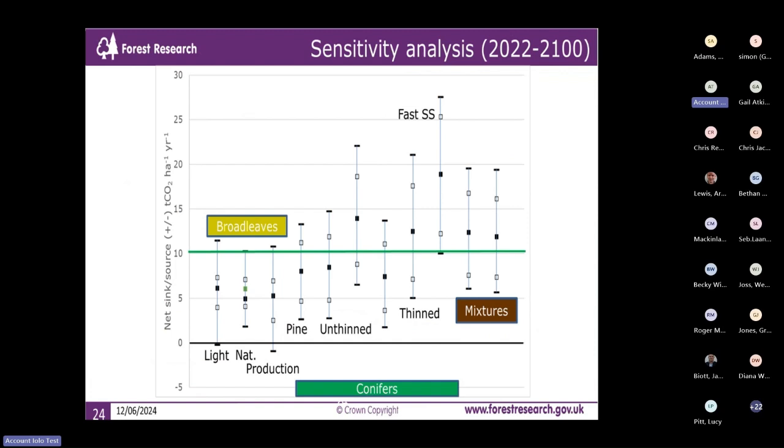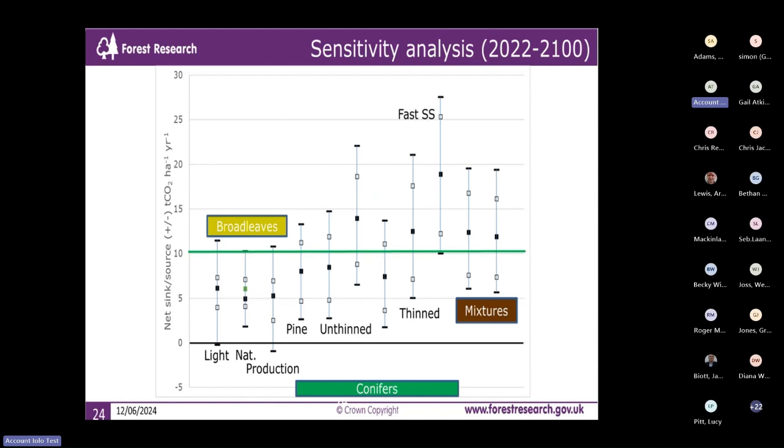And when we look at the sensitivity analysis, you can see even the fast growing Sitka spruce is now down with the others at the lower extreme. And I think this is important. All forestry options can give you climate benefits. If you like naturally regenerated broadleaves, fine. If you like fast growing conifers for timber, fine. They all give you benefits. Stop arguing over whether conifers or broadleaves are better.